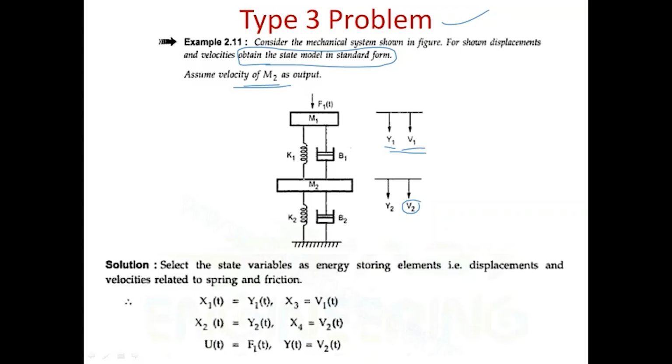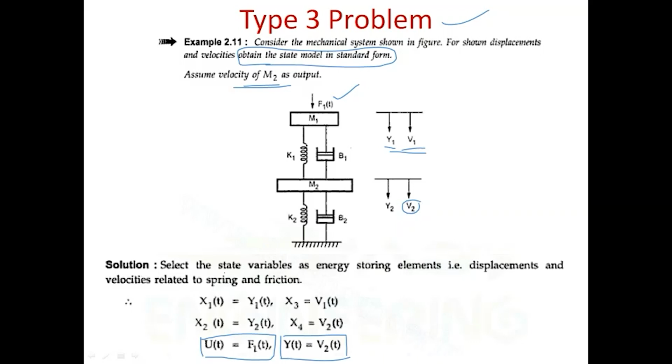How to solve this problem? First of all, we need to find the input and the output. Input here is f of t. The force is the input. Therefore, in state space representation, it is given as u of t. In the problem itself, they told velocity of m2, that is v2, is taken as the output. Therefore, we can directly take y of t is equal to v2 of t. u of t is the input, y of t is the output.